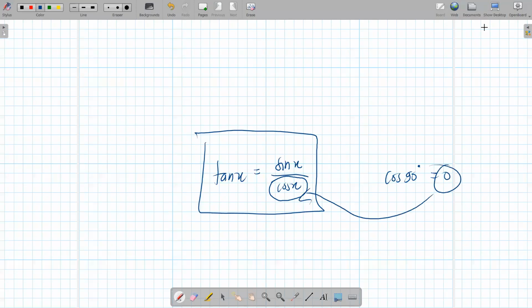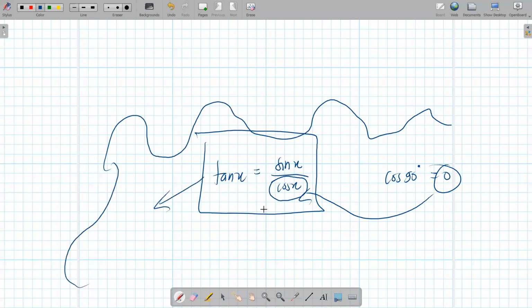So tan x has breaks in the graph. Sine and cosine, they don't. They're continuous. Like you can just draw them in one stroke. But tan x you can't, because there are breaks in the graph since we're going to be dividing by 0 periodically. Every 90 degrees, we divide by 0.